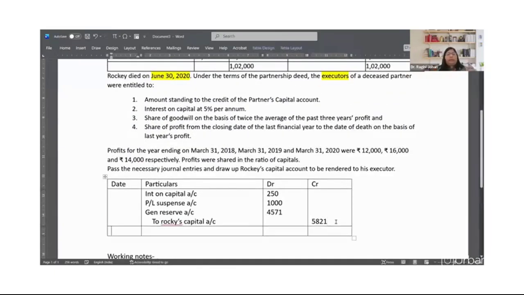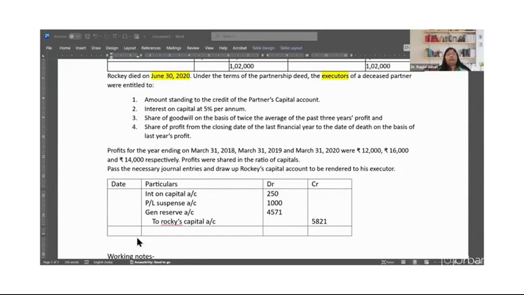This part has been taken care of. Now let's move to the next journal entry, that is, the adjustment of goodwill. So how much goodwill have we just now calculated? We have calculated goodwill to be 8,000. As I said, the 8,000 goodwill will be given by the remaining two partners in their gaining ratios.